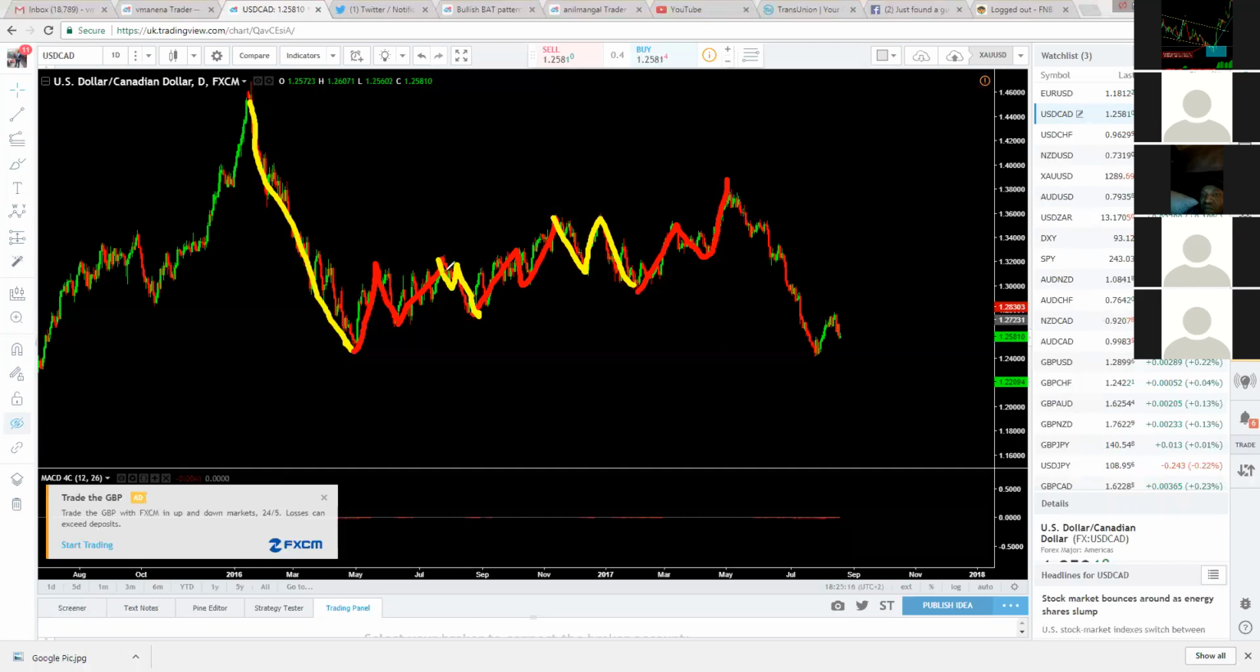So you can see that the yellow corrections are in the same direction as the impulse. A correction is supposed to be opposite the direction of the impulse, so the ones that are opposite, I've drawn them in red. These are the main corrections. These ones, call them sub-corrections for lack of a better word. That's just my way of understanding it for ease of reference.